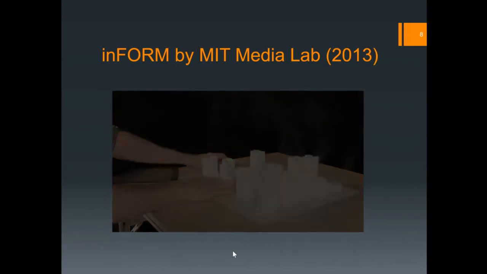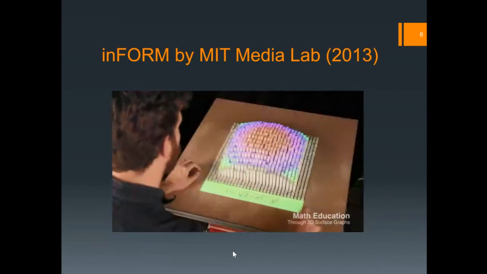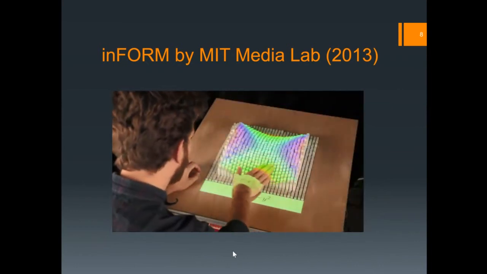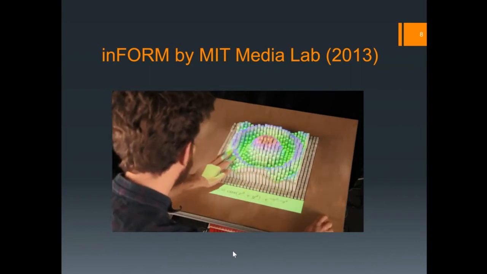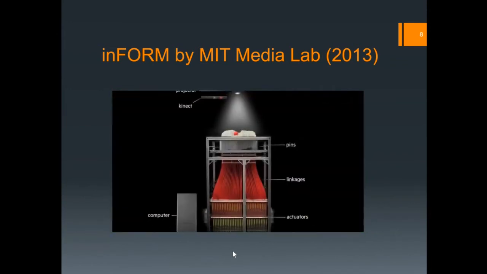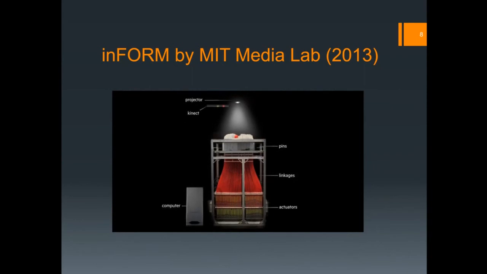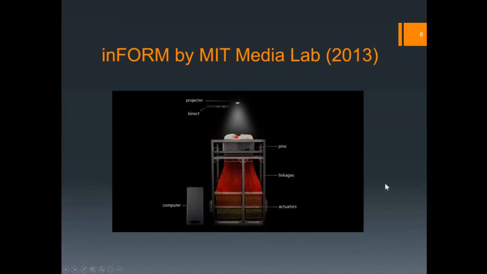So that's a 3D plot. That's a graph representing the equation. So this is the actual system. Let me see if I can pause here. You can see here the actuator at the bottom. Okay, actuator there, computer run.